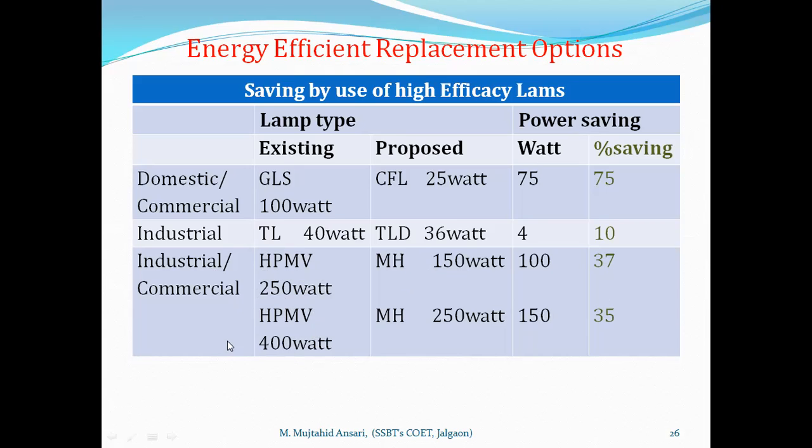Similarly, whenever we are using commercial outdoor lighting of 400 watt mercury, it can be replaced by 250 watt metal halide, or 250 watt LED lamps. So here the ambience is going to be enhanced, that is, the elegance or beauty of the city can be increased using LED lamps.